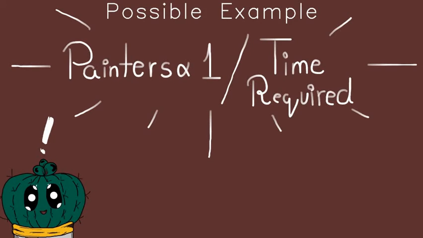A possible example is if you have ever tried to get your house repainted. The more painters you have, the more workers painting the different walls of your house, the less time it takes to paint the entire house. That is a possible example of inverse proportions that you can think of.